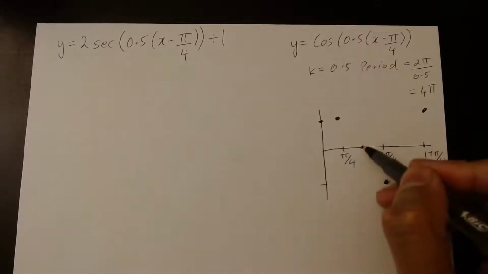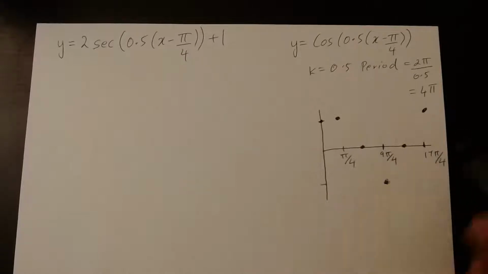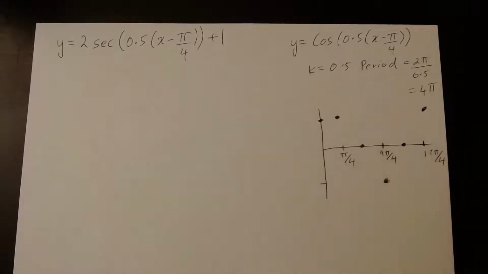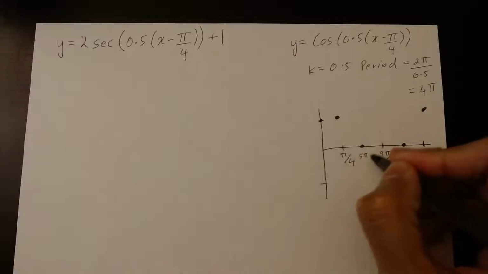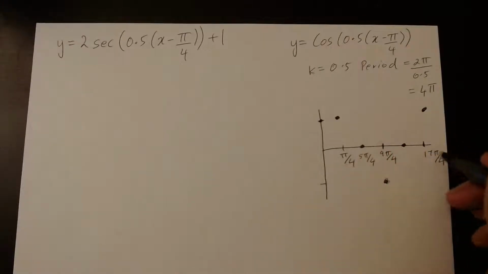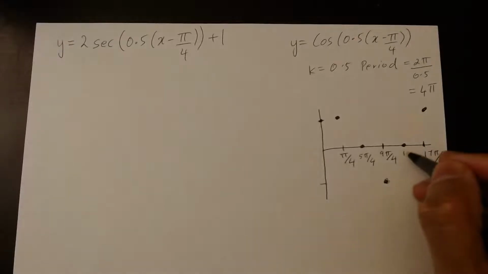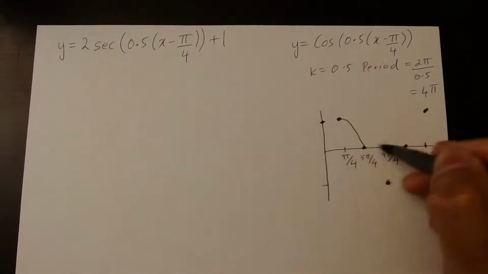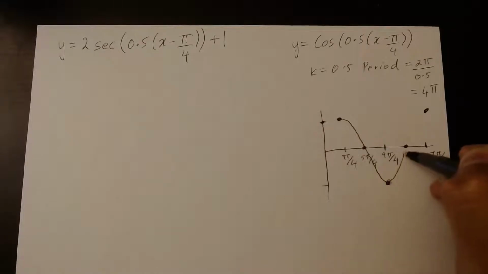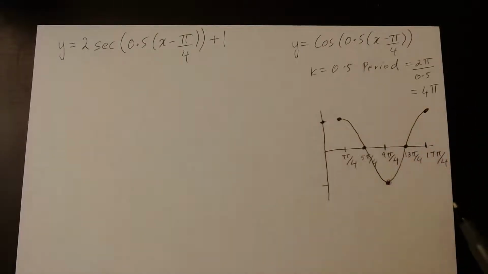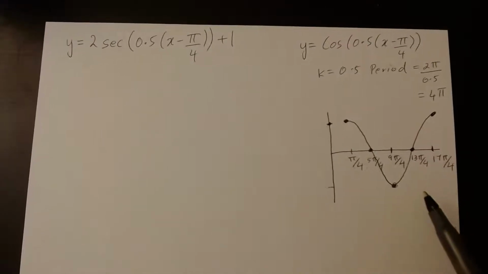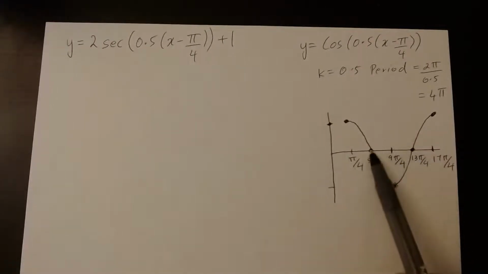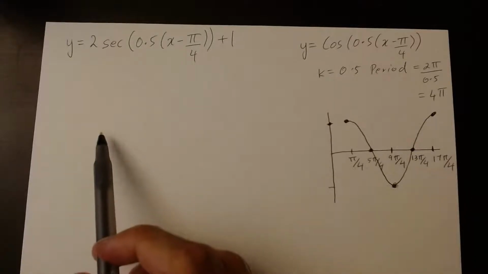And then I'll find my two zeros here. The zeros are really important for the reciprocal function. So I'll do the midpoint of these two, which is just 5 pi over 4, and this one will be 13 pi over 4. And then I'll just sketch this out really quick. I know that my cos function with just the x transformations would look like this. Now, my zeros of this function are going to be my vertical asymptotes of my reciprocal function.